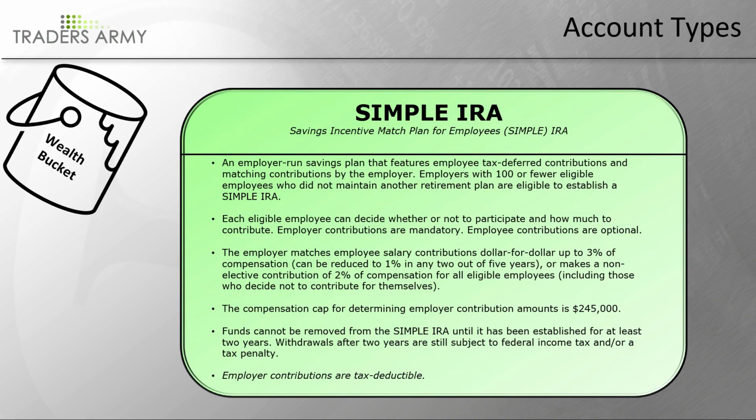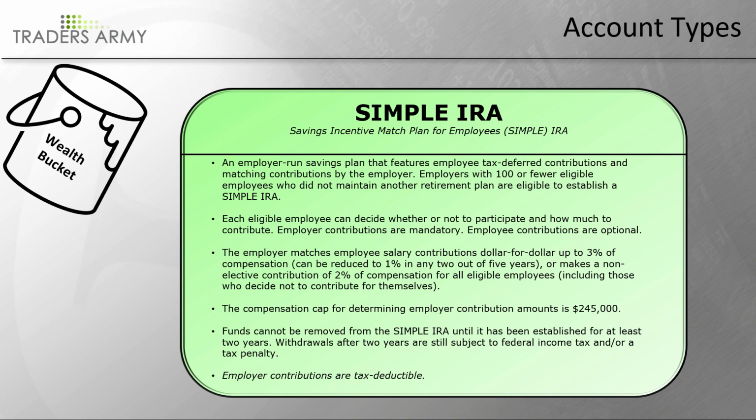Now, the simple IRA is a savings incentive match plan for employees. This is typically going to be done with small business owners. It's an employer-run savings plan, and it features tax-deferred contributions, very similar to that SEP IRA, but it's only eligible for employers with 100 or fewer employees, and they cannot maintain another retirement plan.